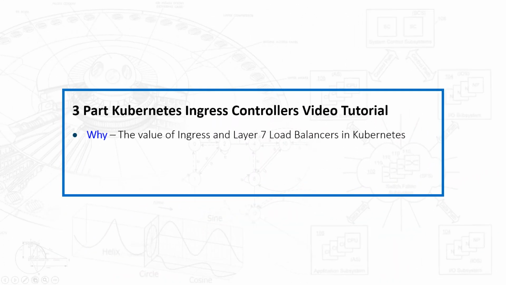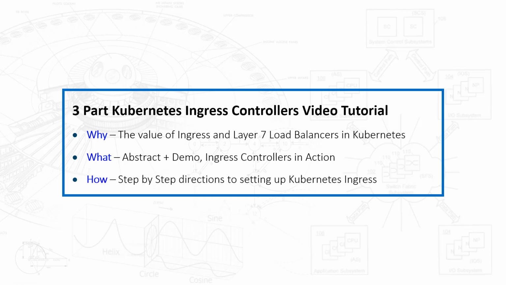So there are three parts to this video. The first part is why, the second part is what, the third is how. So to start off with, why do we care about a layer 7 load balancer? How is an Ingress controller an abstraction above that load balancer, and what role does it play?